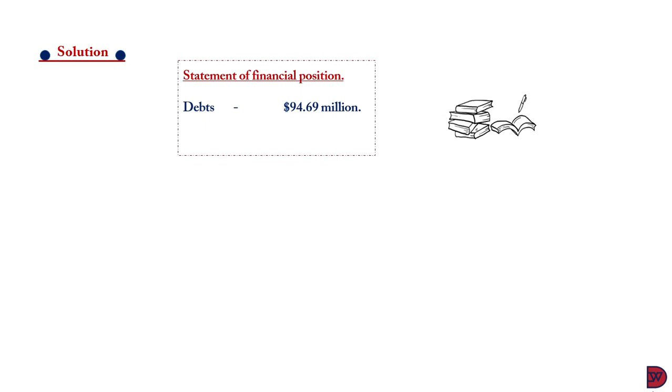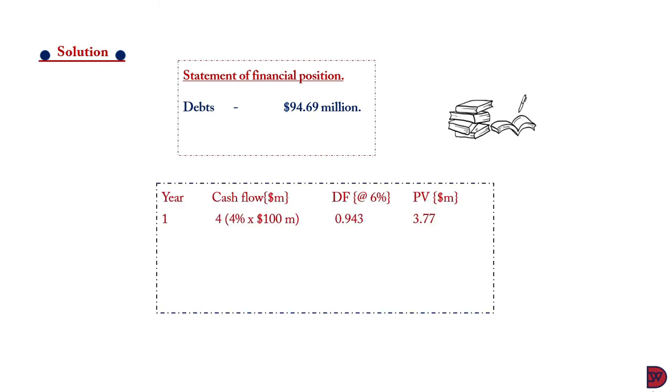So this is going to give a figure of $94,690,000. So for year 1, we have the cash flow, that is the effective interest rate of 4% multiplied on the 100 million, giving 4 million. Then there's the discounting factor with the 6%, which is the interest on similar loans without the conversion option. So to get this figure, it's going to be 1 over 100 plus 6%, which is 1.06 raised to the power 1, because we are discounting from year 1 to now, which is going to give a discounting factor of 0.943. So the present value for the 4 million after year 1 is $3,770,000.